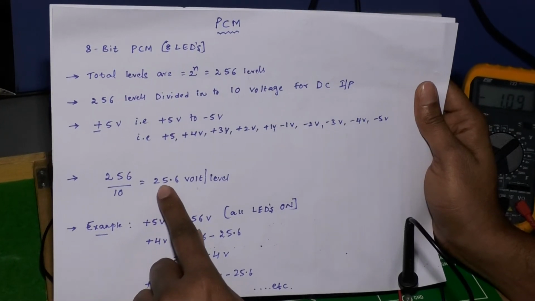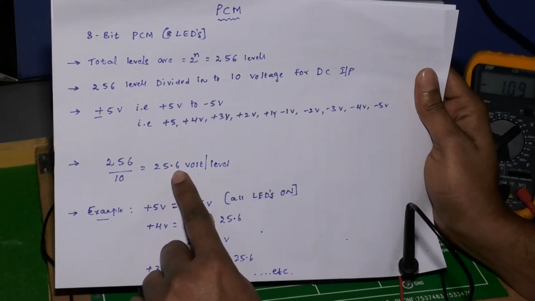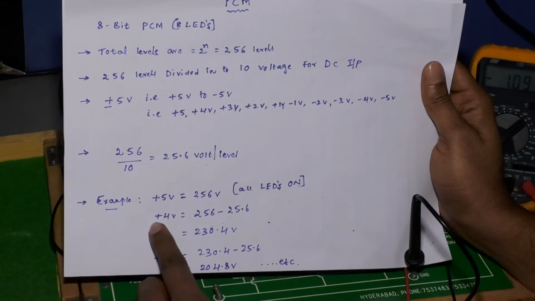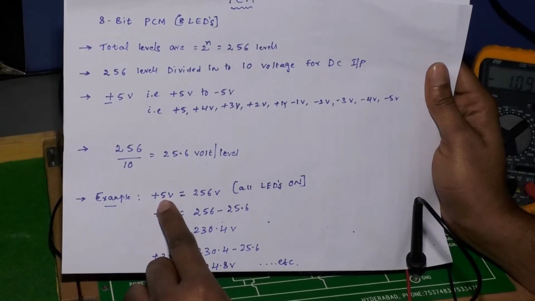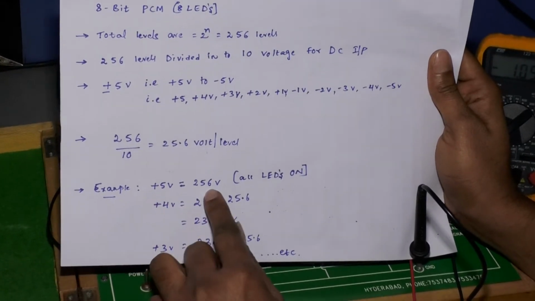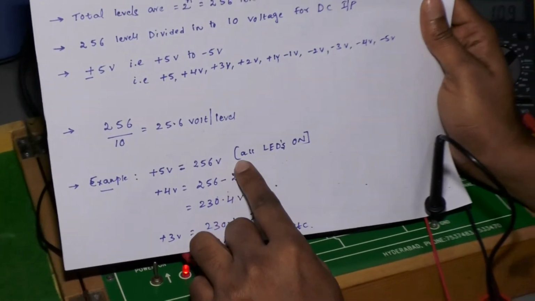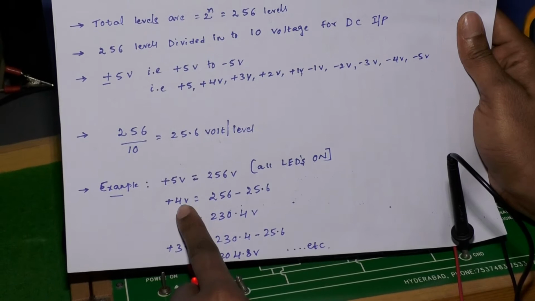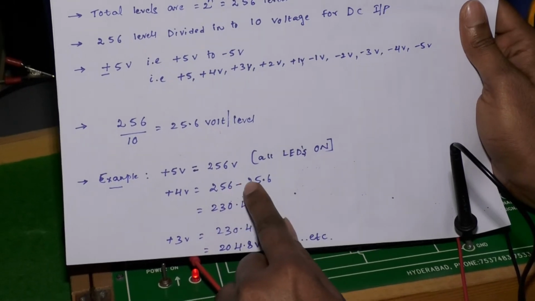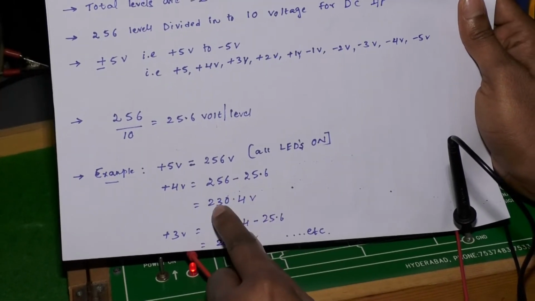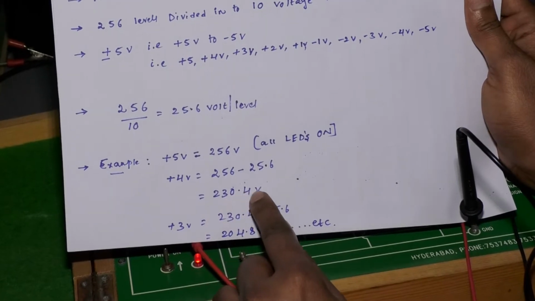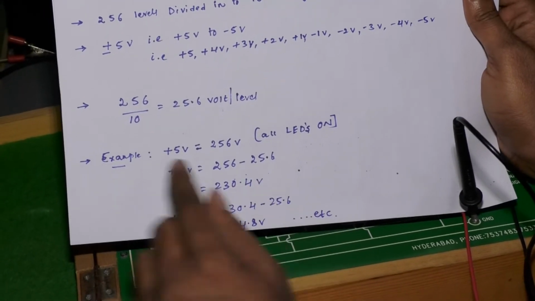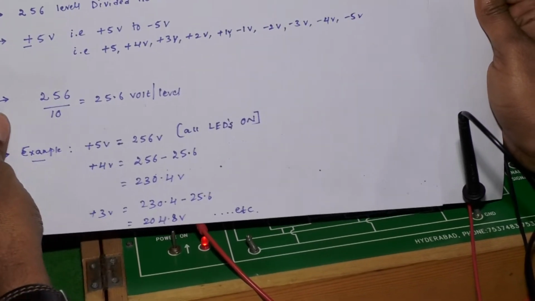Each and every level has 25.6 volts. So suppose you give plus 5 volts to the input, you get 256 volts at the output, which means all LEDs are on. If you give 4 volts, 256 minus 25.6, we will get 230.4 volts. Now let us see the LEDs' on and off condition for these values.